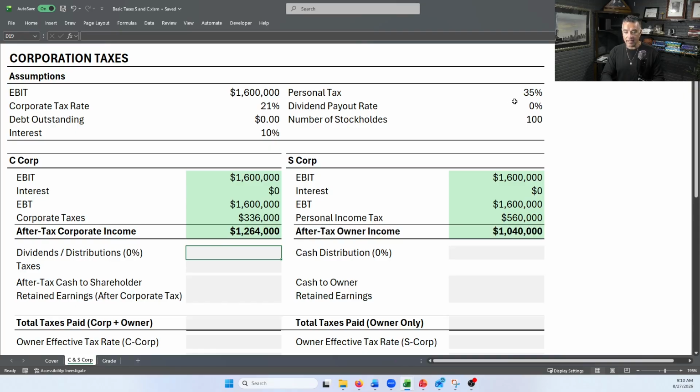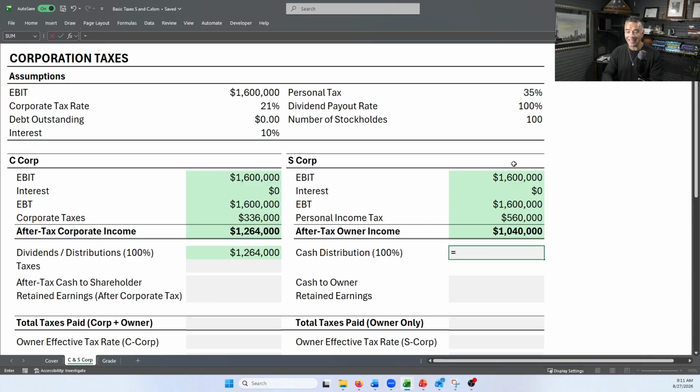Okay, let's go to dividend payout rate of 100%. And then what we're going to do here is I want to know how much money is getting paid out to the shareholders. This is total, right? We have 100 shareholders, all 100 own 1%. So right now I want to know how much money is going to the shareholders. So I'm going to take that after-tax corporate income and multiply times what percentage is going to the shareholders, right? And then I'm going to do the same here. And that's called cash distribution to the owners.